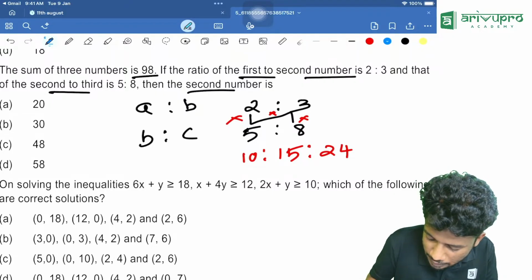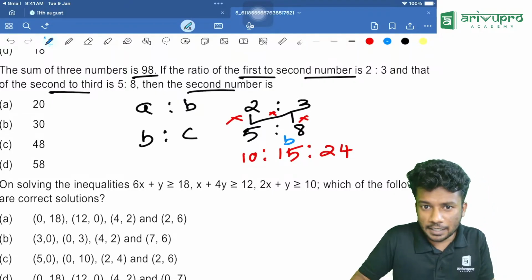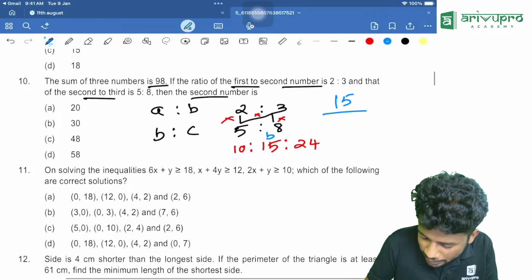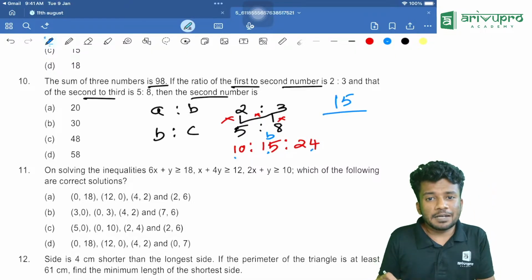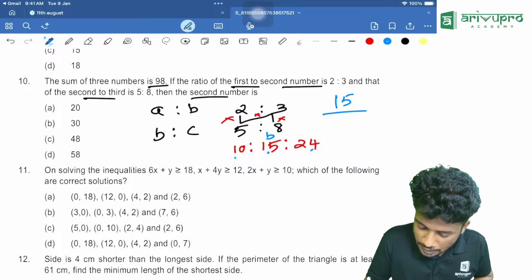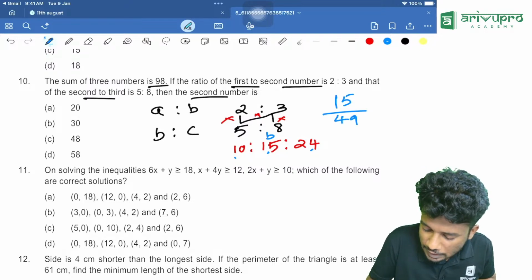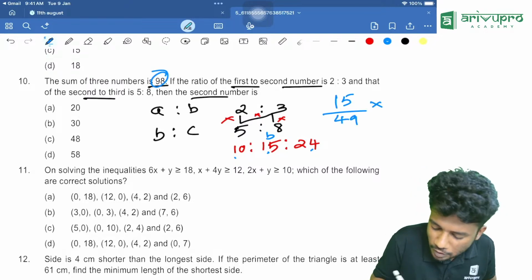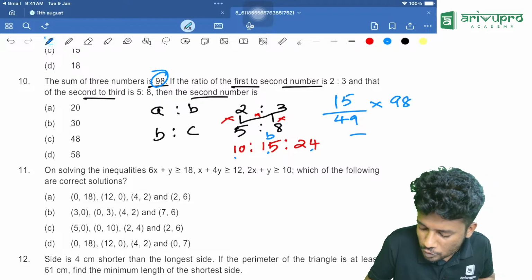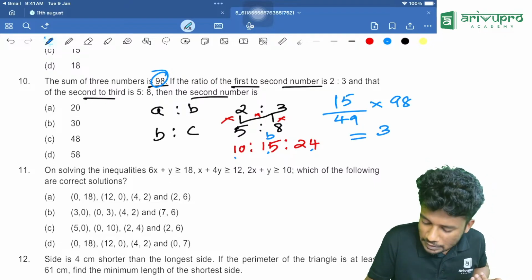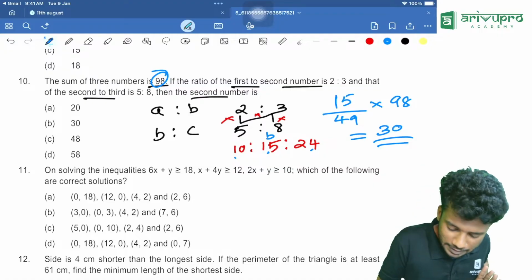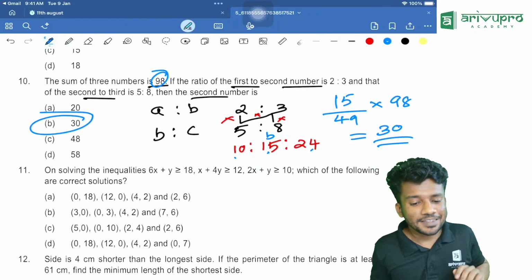Now we need to find the second number. So this is the corresponding value of our second number. So 15 divided by the total, 10 plus 15 plus 24, which is 49, into the total 98. So our second number is 30. Just use your calculator. Answer is option B, 30.